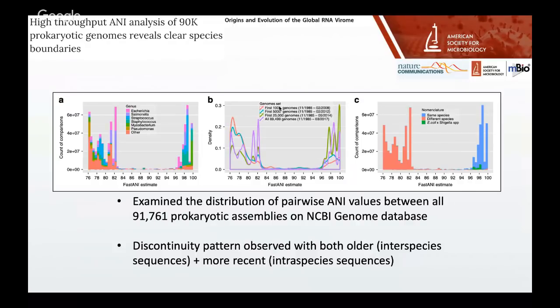91,761 prokaryotic assemblies. And you can see right away that there are distinct clusters. We have here above 96% identity, a cluster of different types of, here we're looking at organisms at the genus level, Escherichia, Salmonella, Myxococcus, Pseudomonas, etc. And then less related organisms start to cluster again with a large gap between in the upper 80s and lower 90s, things that have say 75 to 80% identity.